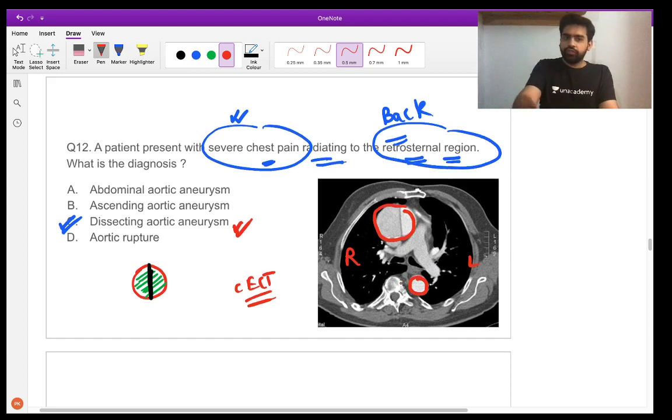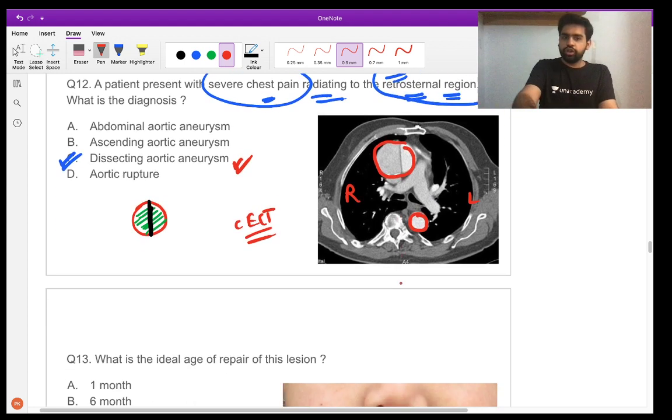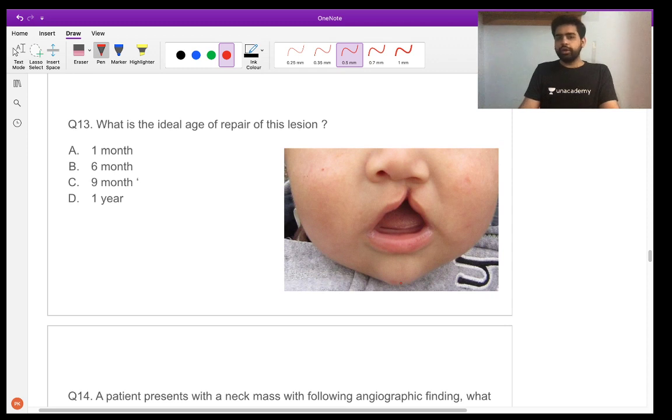Okay, so this is the classification system for dissecting aortic aneurysm. Now this is something which you might not have read, or you might have skipped. So let us talk about this. What is the ideal age of repair of this lesion? What is the lesion? Very simple, it is a unilateral cleft lip. So what I'm asking is, what is the ideal age when you will repair the cleft lip?